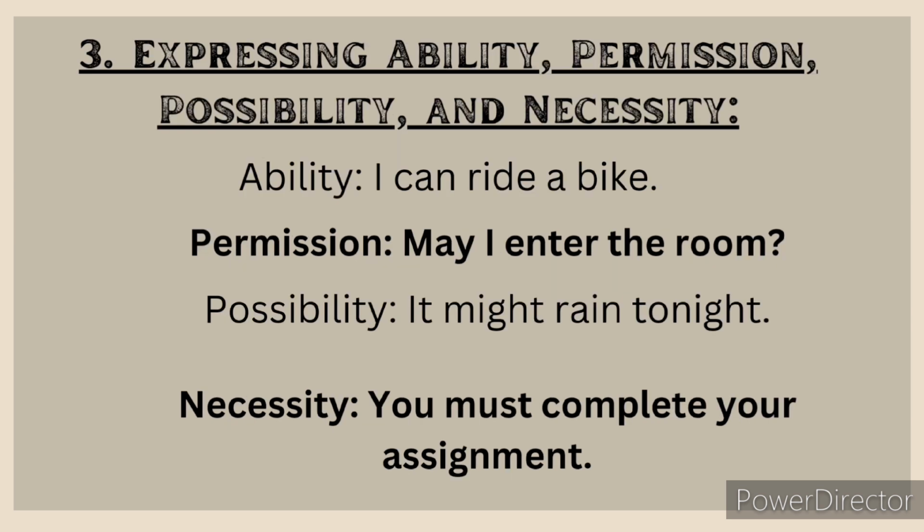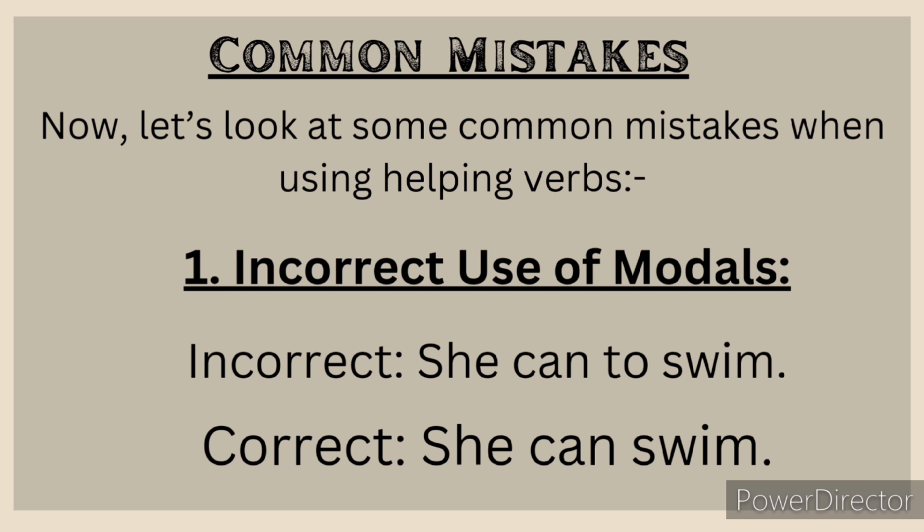Number 3, expressing ability, permission, possibility, and necessity. Ability, I can ride a bike. Permission, may I enter the room? May I come in, sir? Possibility, it might rain tonight. Necessity, you must complete your assignment.